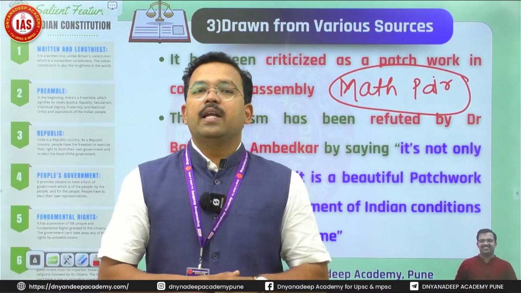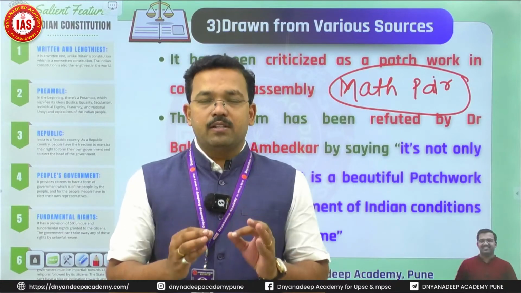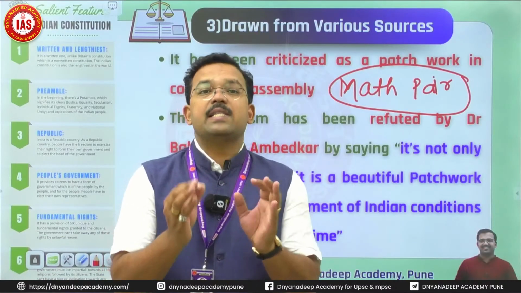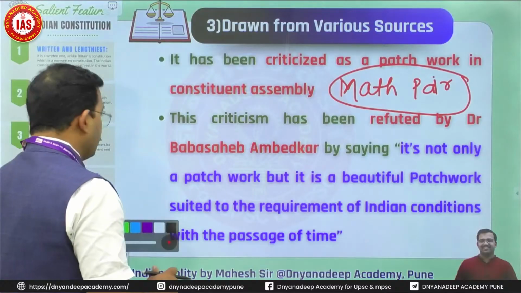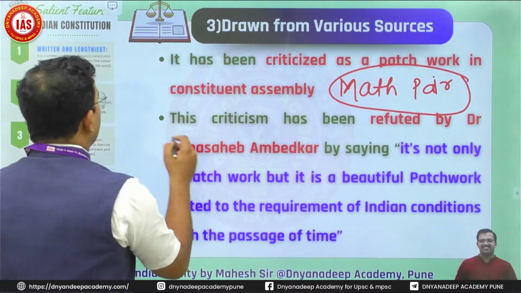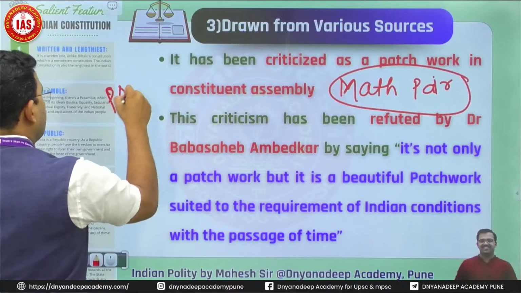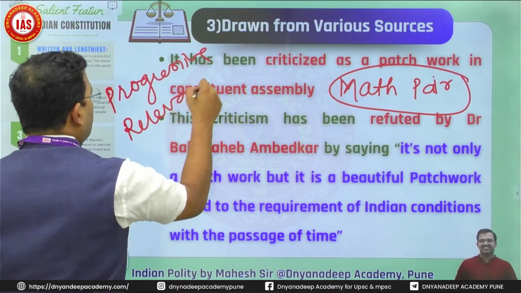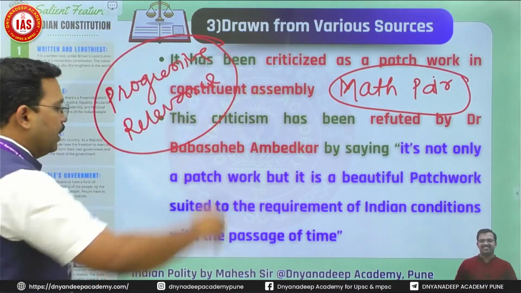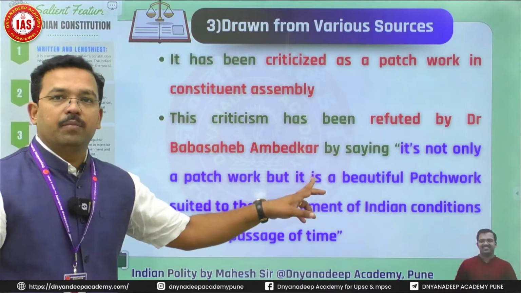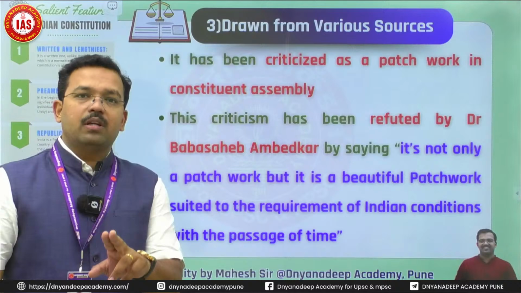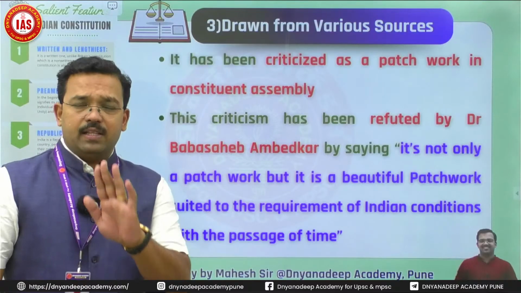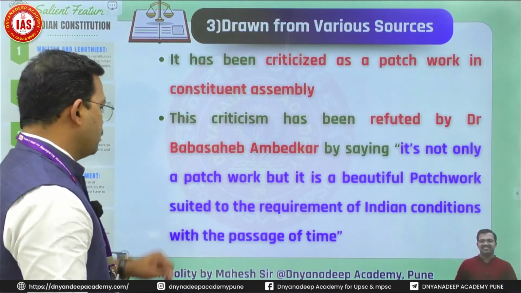To which he replied, the Indian constitution is not a patchwork, it is a beautiful patchwork, so that the Indian constitution will have progressive relevance. Progressive relevance means we can use our constitution without any hindrances in the days to come. So he called the Indian constitution not only a patchwork, but a beautiful patchwork, because adding various features from various constitutions in the world has given a very good progressive relevance to the Indian constitution.